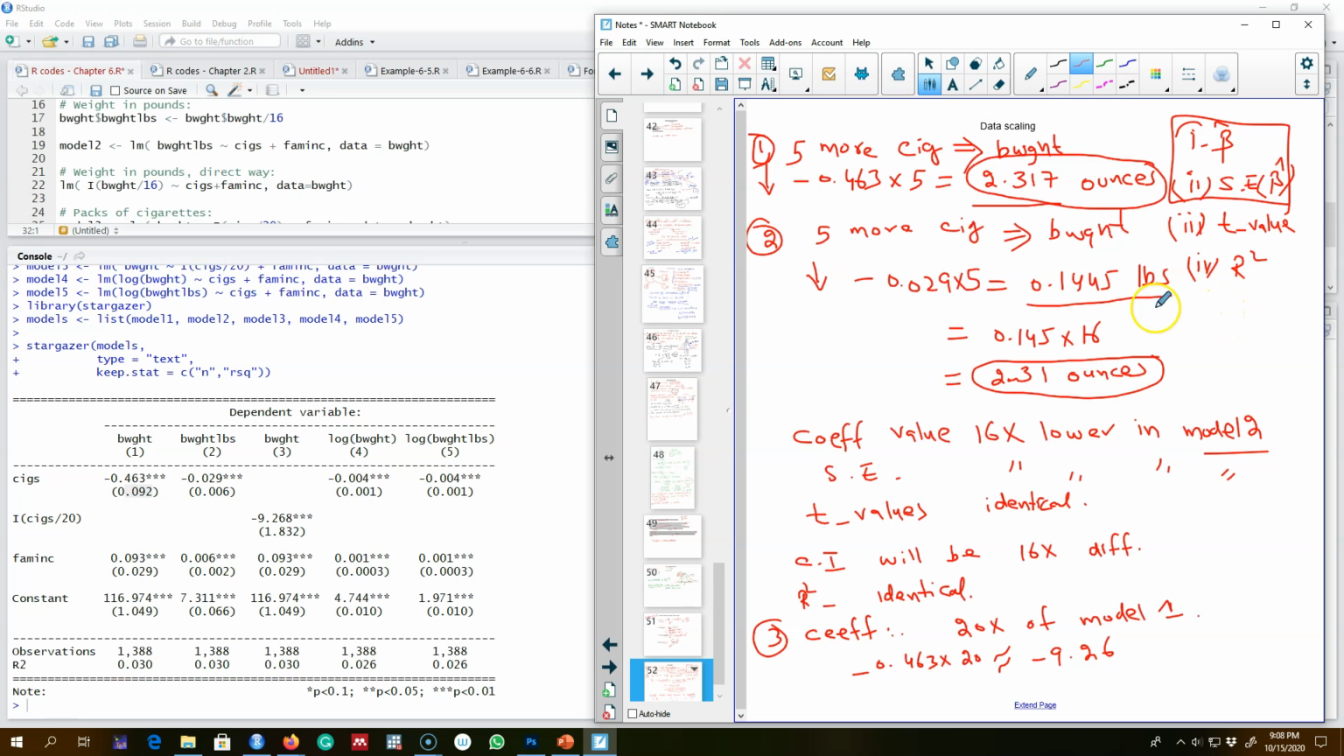All right, in the next video, I'm going to introduce you to what we call beta coefficients. We're going to standardize our variables before measuring their effects.